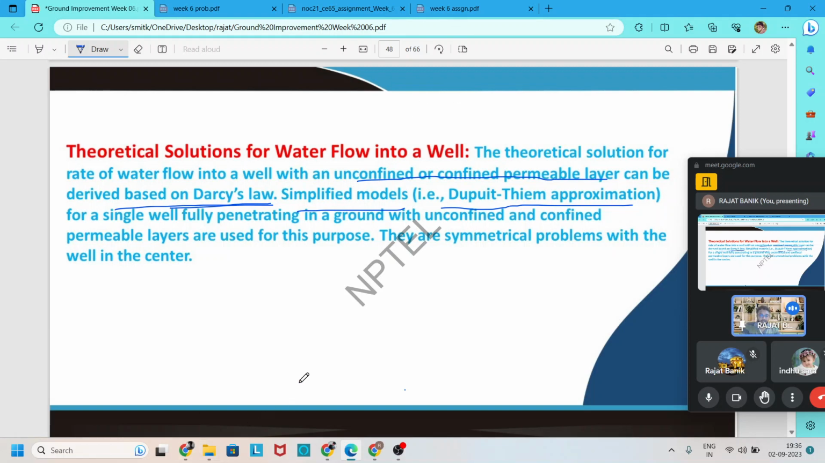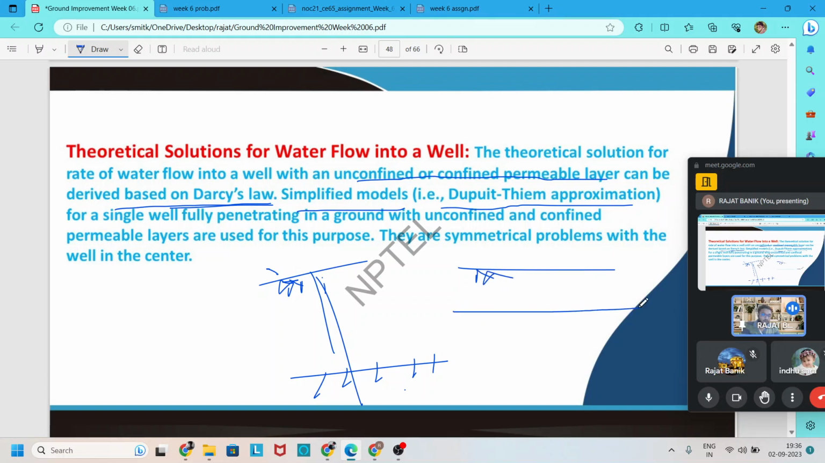Unconfined means the ground surface is here, and below this ground surface only permeable soil is present. No other soil is present. Confined means that the ground surface is present up to some depth, then one impermeable layer is present. After that, another permeable layer is present. After that, another impermeable layer is present. Like that, one permeable, one impermeable layer arrangement. This type of arrangement of the ground is called confined soil or permeable soil.